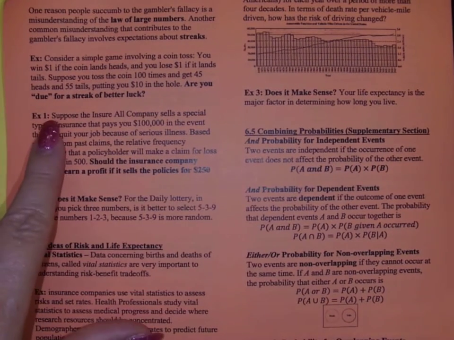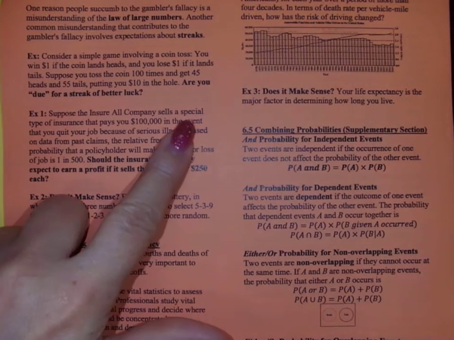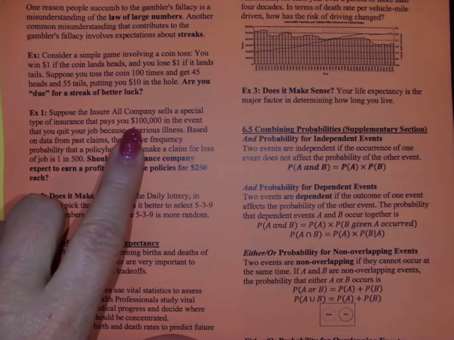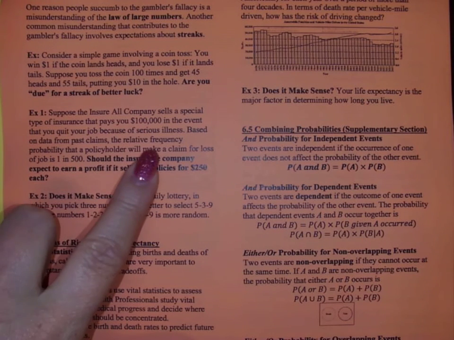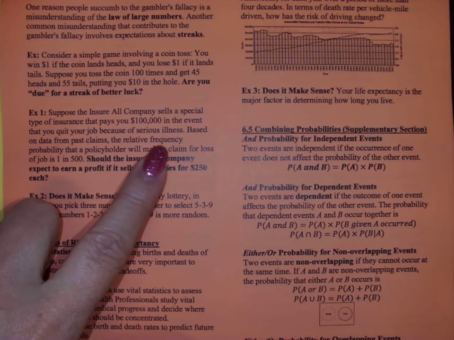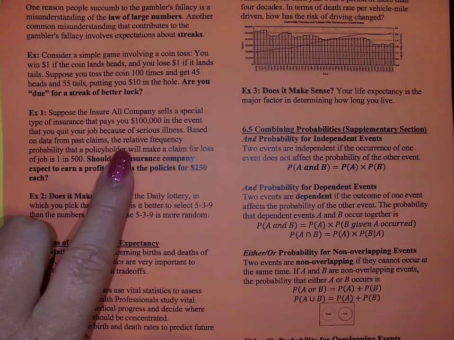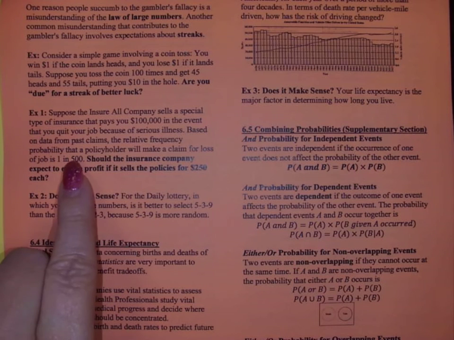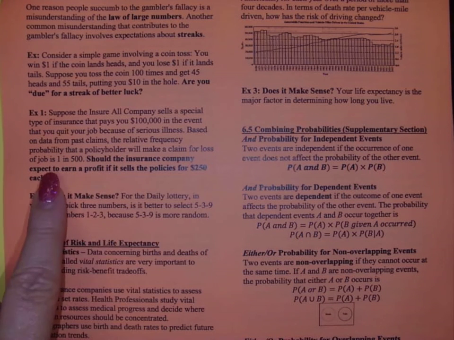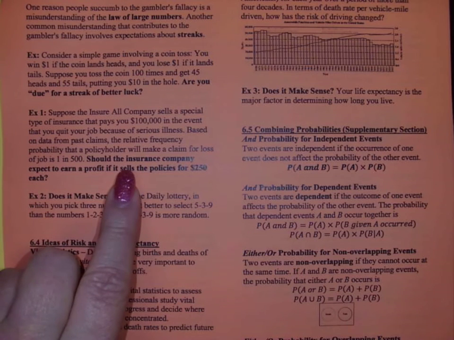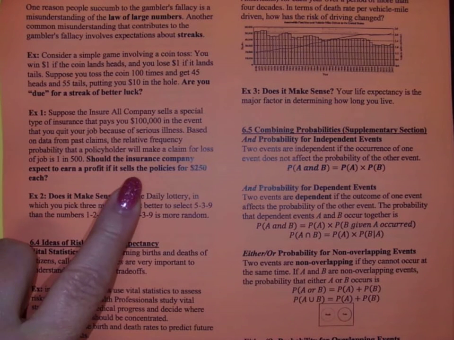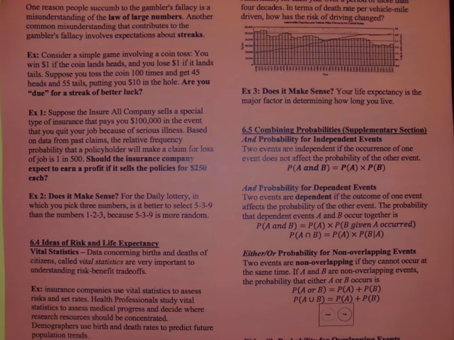All right. Suppose, example 1, the Insure-All company sells a special type of insurance that pays you $100,000 in the event that you quit your job because of serious illness. Based on data from past claims, the relative frequency probability that a policyholder will make a claim for loss of job is 1 in 500. Should the insurance company expect to earn a profit if it sells the policies for $250 each? All right.